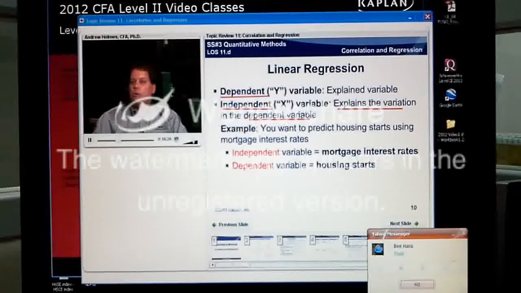Okay, so suppose we want to predict housing starts as a function of interest rates. Well, then interest rates are going to be the independent variable. Housing starts are going to be the dependent variable. We're looking at changes in interest rates and how that impacts housing starts. Important to realize that the mathematics of this do not identify causality. So is it housing starts that impact interest rates or interest rates that impact housing starts? Okay, we have to use economic logic to determine the flow of causality.